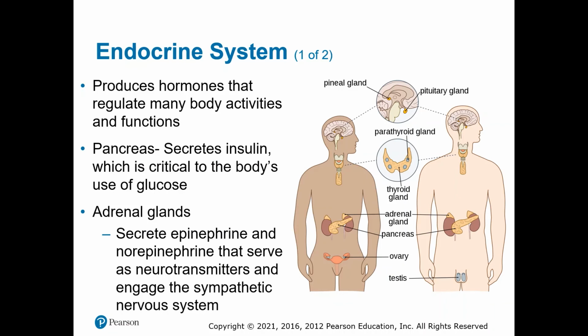Your endocrine system produces hormones that regulate many body activities and functions. The pancreas secretes the insulin, which is critical to the body's use of glucose. And your adrenal gland secretes epinephrine and norepinephrine that serve as neurotransmitters and engage the sympathetic nervous system.